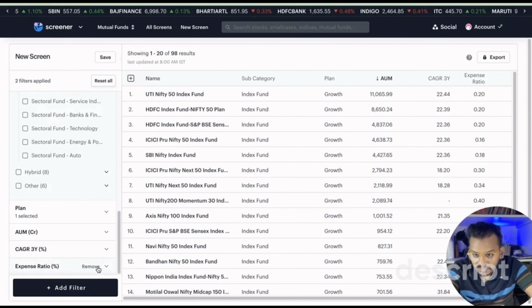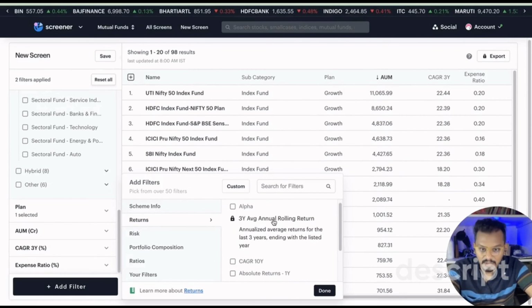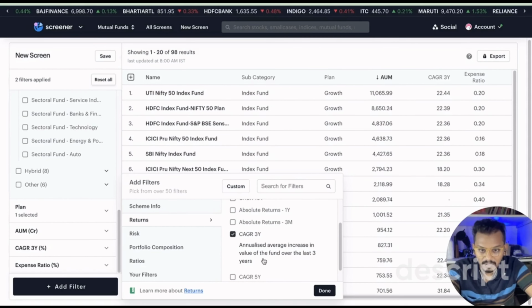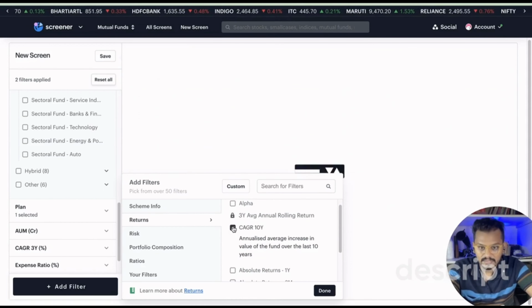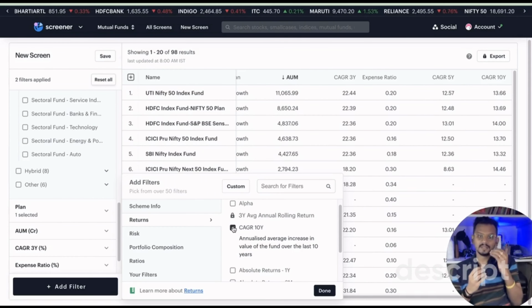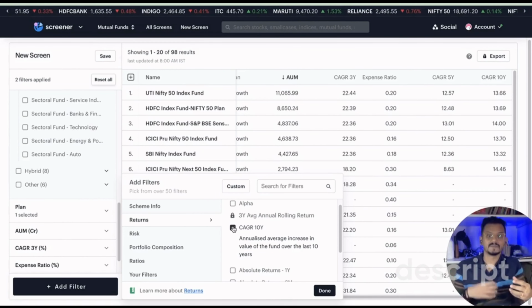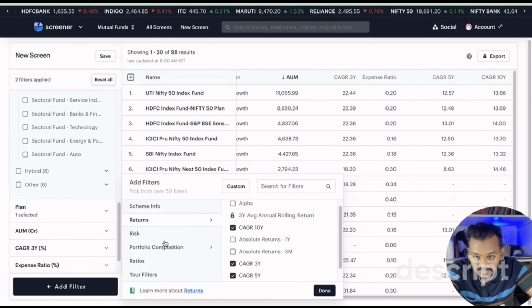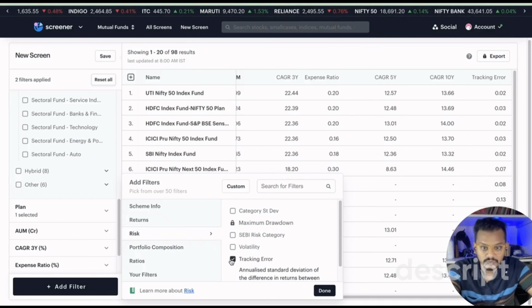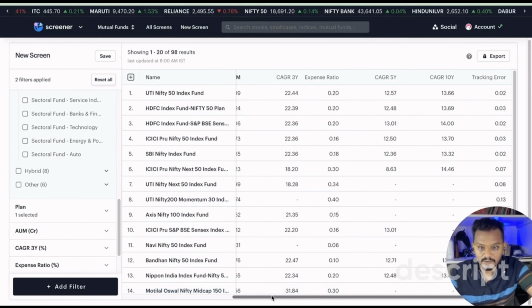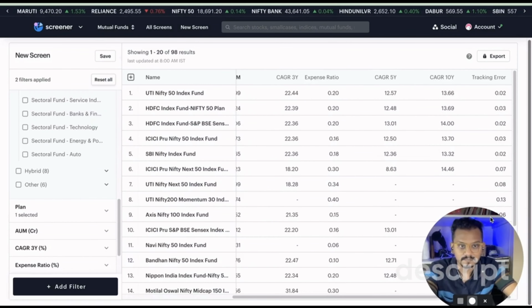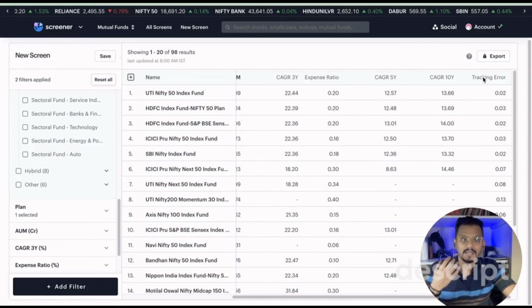Now we need to check by adding multiple filters. So we need CAGR, that is compound annual growth rate, 5 years CAGR and 10 years CAGR. That's how we get to know the long-term returns for a fund, correct? And then in the risk, we need to select the tracking error. For choosing an index fund, this is one of the important key points, the tracking error. Now we have got some list, correct? Now we need to sort it.